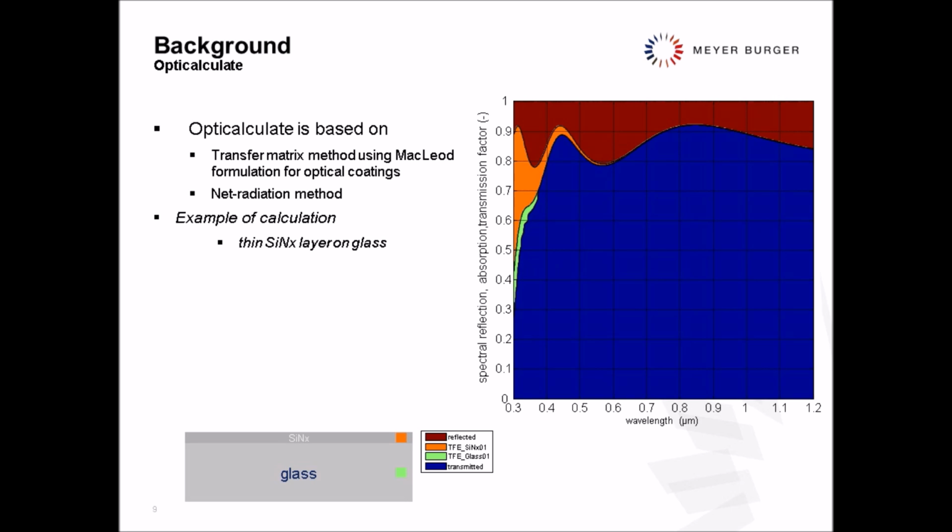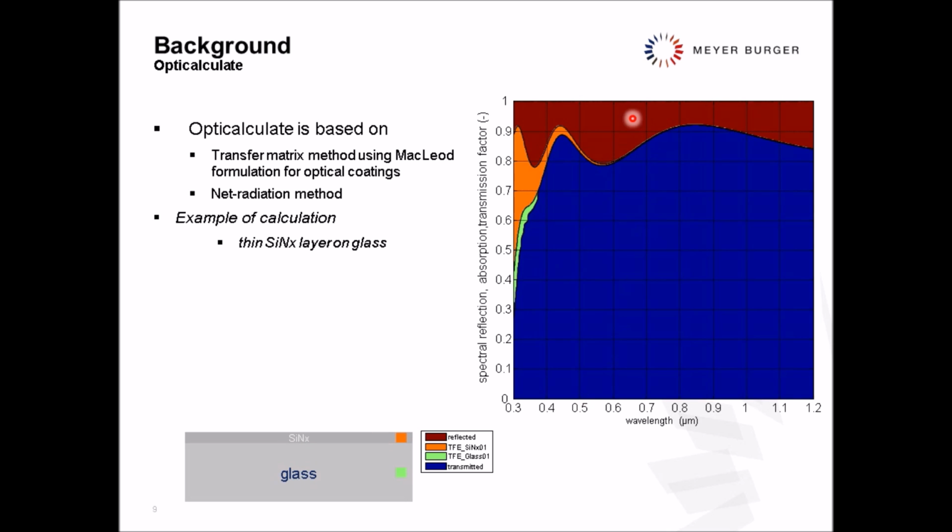To illustrate how the simulation will be shown, let's see a simple example. We have a silicon nitride on glass. So we see how the structure looks. We have a thick slab of glass and a thin, nanometric silicon nitride.